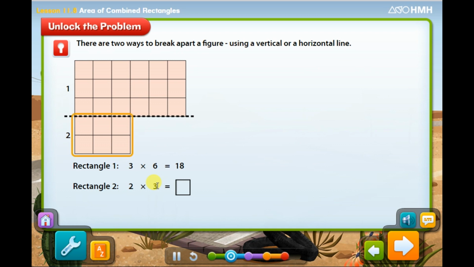What's the area of rectangle 2? So we're gonna use timetable 3. Say timetable 3, 3, 6. So it will be 6. The area is 6 square units.